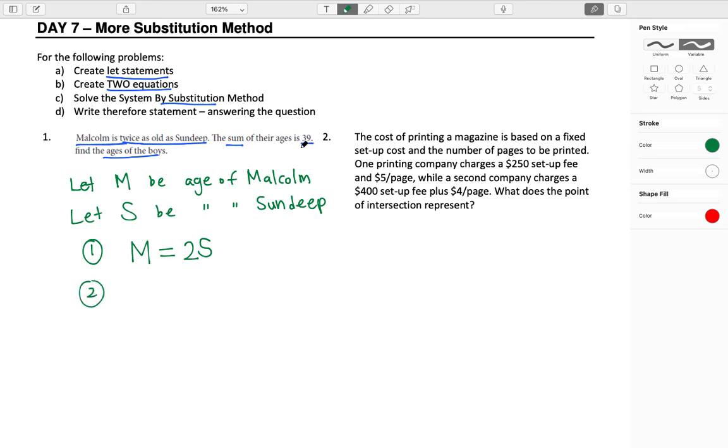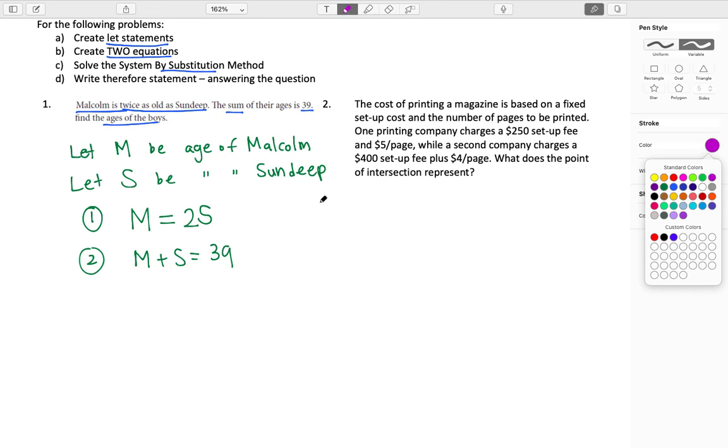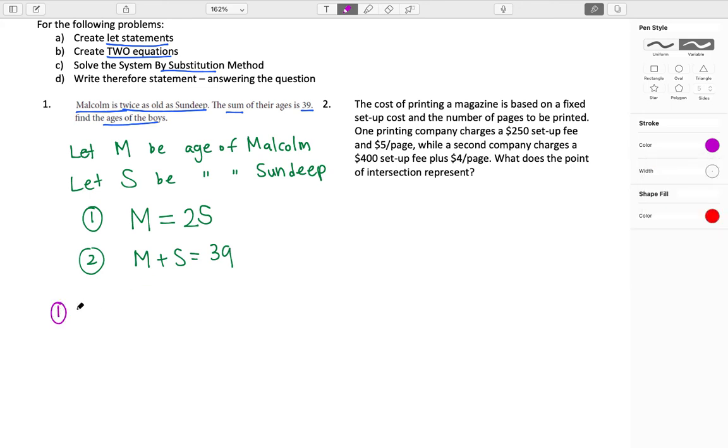And then the sum of their ages, so Malcolm plus Sandeep, is 39. Okay, now that we have the two equations, let's do substitution. Equation 1 is already isolated because M is equal to 2S, so I don't have to rearrange so that M or S is equal to something. Therefore, I'm going to plug equation 1 into equation 2.